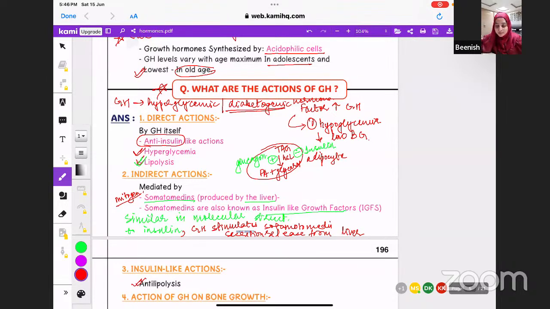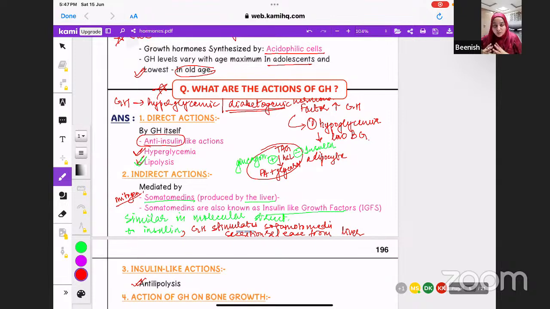So it causes hyperglycemia. And also your insulin was inhibiting lipolysis, so your growth hormone is going to favor lipolysis. So as anti-insulin-like actions, it causes what? Hyperglycemia and lipolysis. So that is the direct action of growth hormone. Now, the indirect action of growth hormone is mediated through somatomedins.